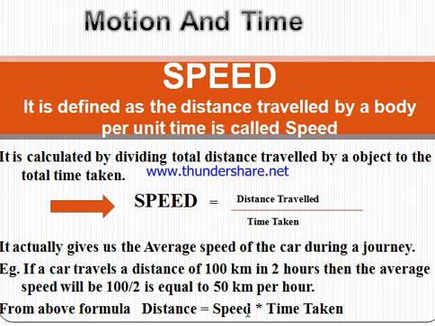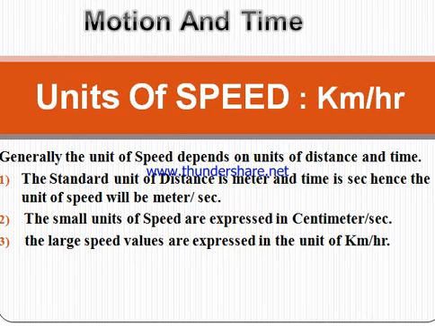So in my last video we discussed speed. So what is speed? It is defined as the distance traveled by a body per unit time, which is known as speed. So the formula will be speed is equal to distance traveled divided by time taken. I have told you that it gives the average speed, because we are calculating the total distance traveled by the total time taken. We always take total distance traveled by total time taken, hence it is the average speed.